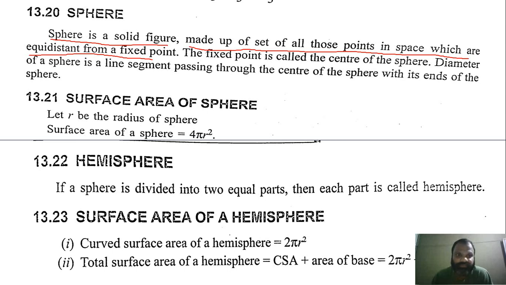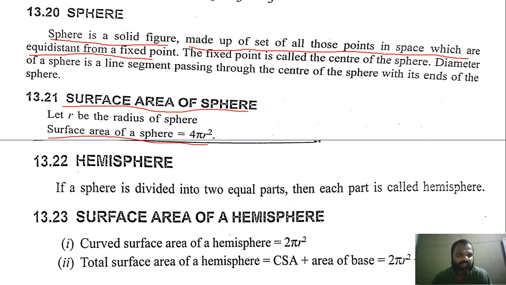Now, the surface area of a sphere. That is the formula to find the surface area of a sphere: the surface area of a sphere equals 4 pi r square.